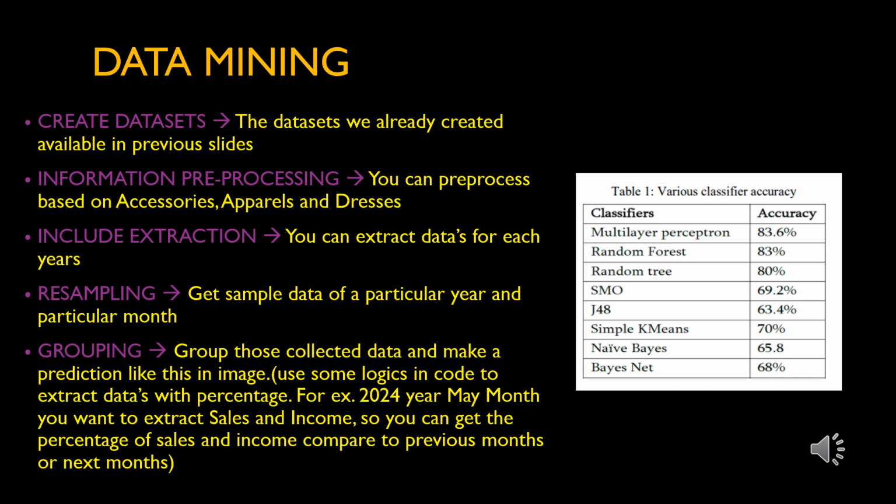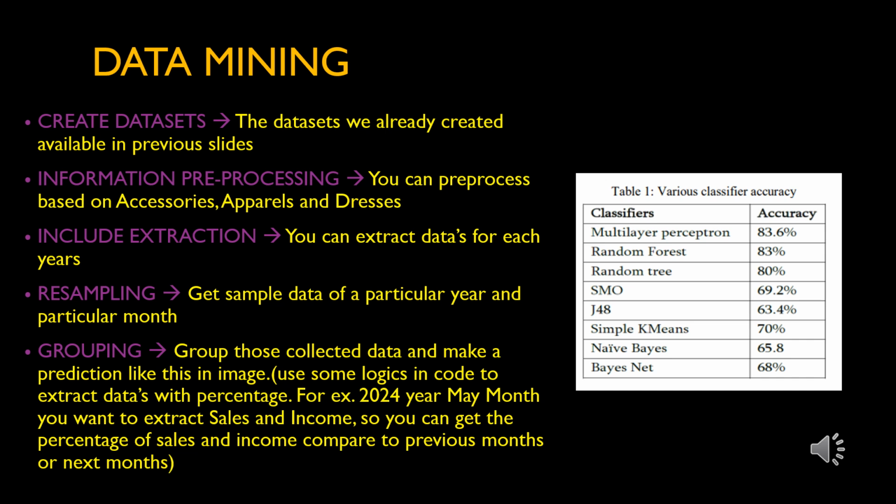And resampling is getting sample data for a particular year or a particular month. We can resample particular things. So how can we form something from a group of data? For example, we are expecting 2024 May month data. I want to have the stacked sales and income, how the sales and how the income will be.